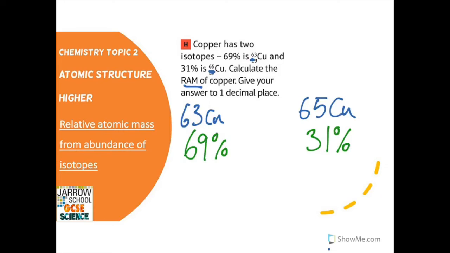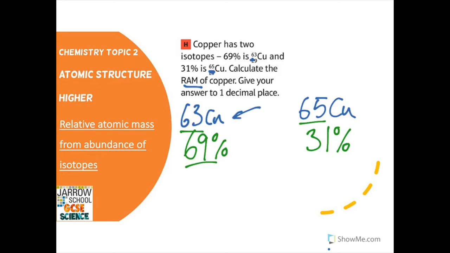Copper-63 is 69%, so this is the most abundant. When we calculate the relative atomic mass, the average of these 2 different isotopes that are found in nature, it's going to be closer to 63 than it will be to 65. But the number has to be in between those 2 numbers. So if we calculate it and it's 40 something, we're wrong. If it's 80 something, we're wrong. The number needs to be between 63 and 65, but it must be closer to 63.